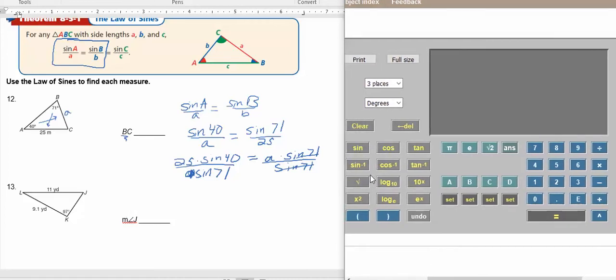Okay, I think we can see the whole thing now. And I'm going to take 25 times the sine of 40. And it's got a parentheses there, so I'm going to go ahead and close it. And then I'm going to divide this by the sine of 71.